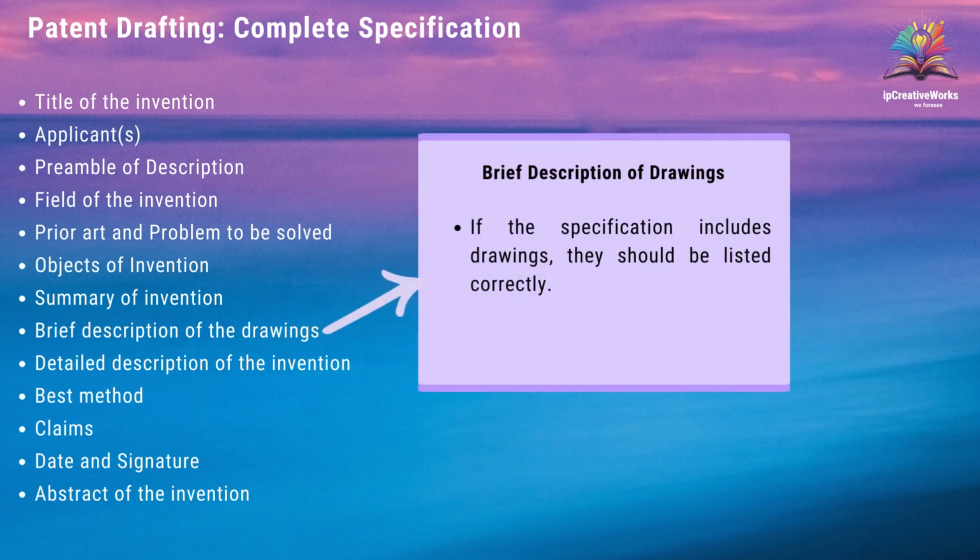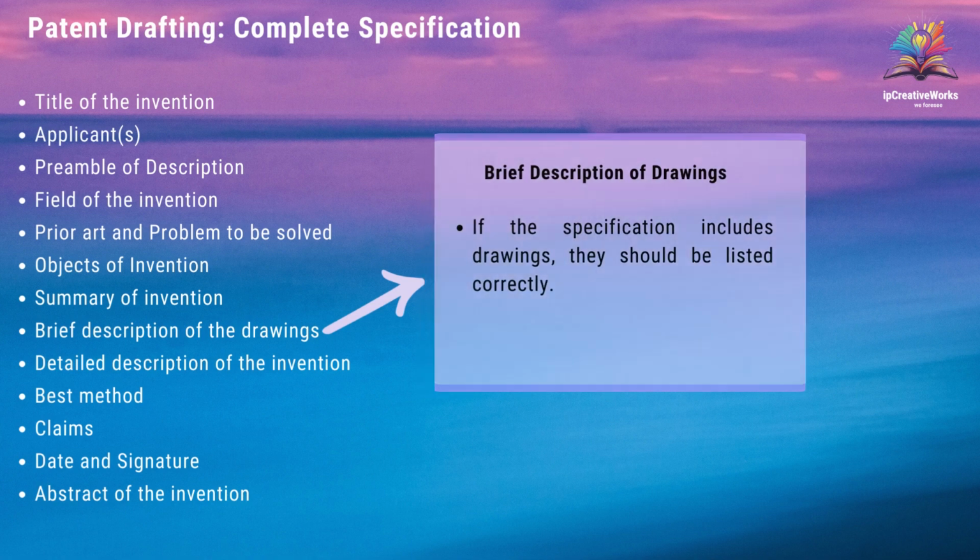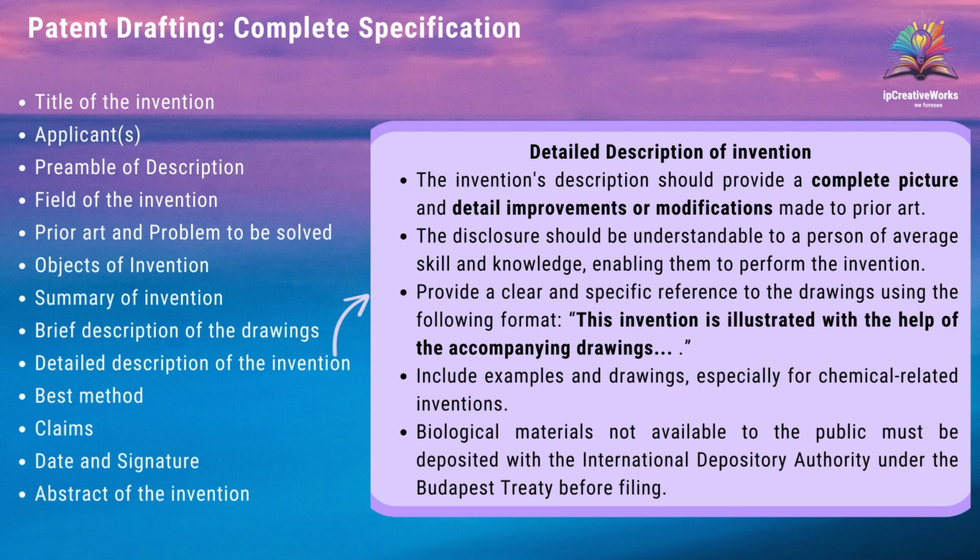Brief description of drawings, if any. If the specification includes drawings, they should be listed correctly. Detailed description of invention. The invention's description should provide a complete picture and detail improvements or modifications made to prior art. The disclosure should be understandable to a person of average skill and knowledge, enabling them to perform the invention. Provide a clear and specific reference to the drawings using the following format. This invention is illustrated with the help of the accompanying drawings. Include examples and drawings, especially for chemical-related inventions.